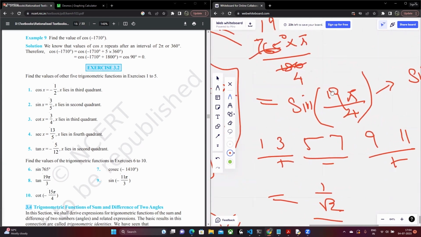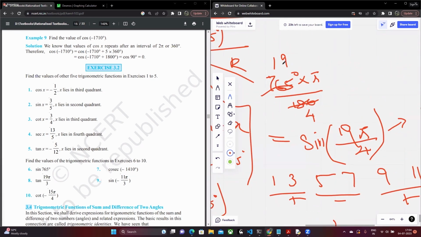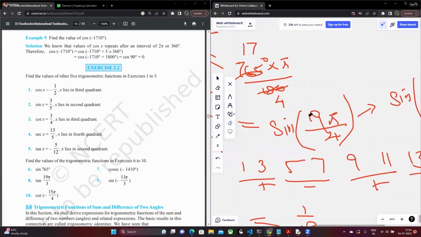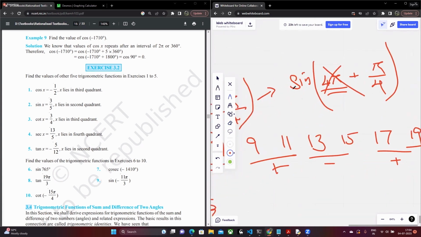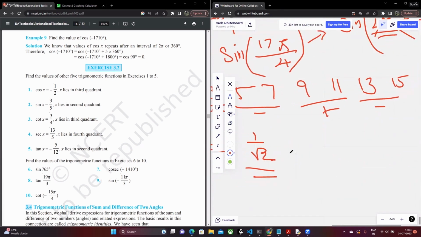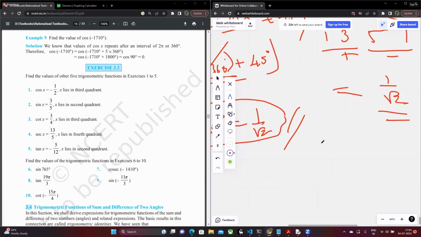Wait a minute. Have I made a mistake somewhere? Yeah, this is not 19, this is 17. Very sorry for that. This is not 19, but this is 17. So over here, I'll just change this to 17, right? And over here, instead of 3, there will be just pi by 4. So sine of pi by 4, that is going to be 1 by root 2 anyway. The answer won't change, right?